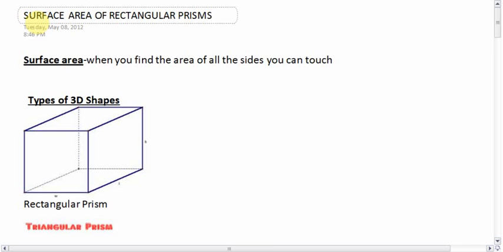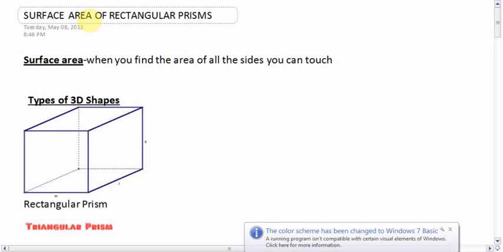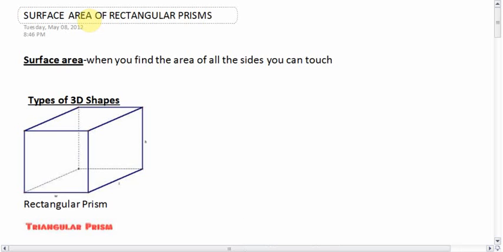Okay, so today's lesson is on surface area. Similar to area that we just did in the last unit, but a little bit different. The area that we did in the last unit was for two-dimensional shapes, 2D shapes. These are for surface areas for three-dimensional shapes. So what is surface area?